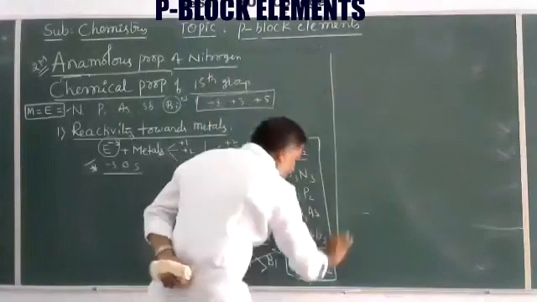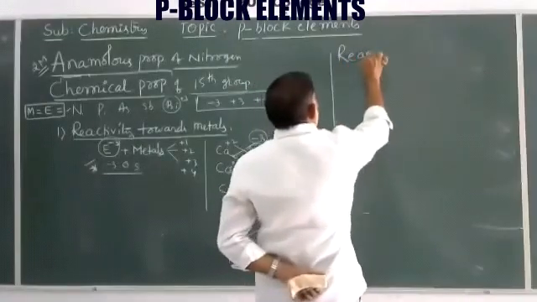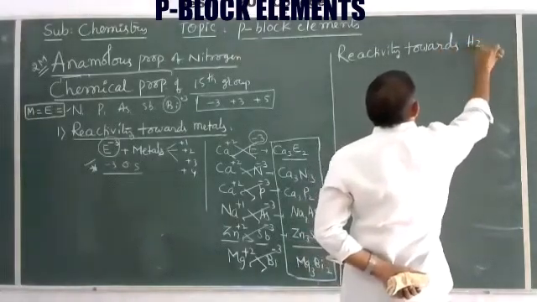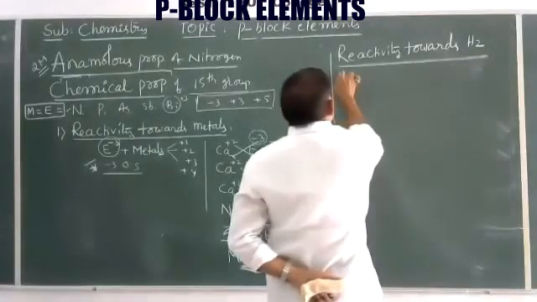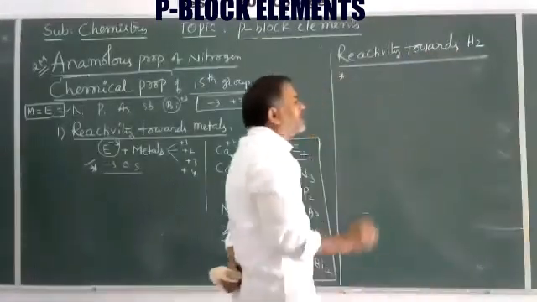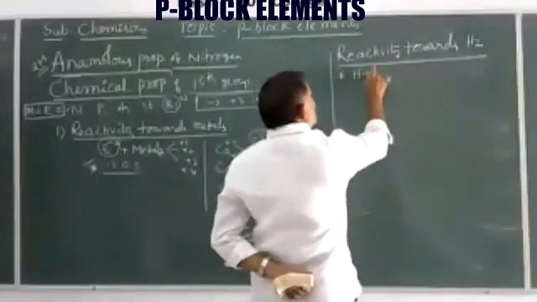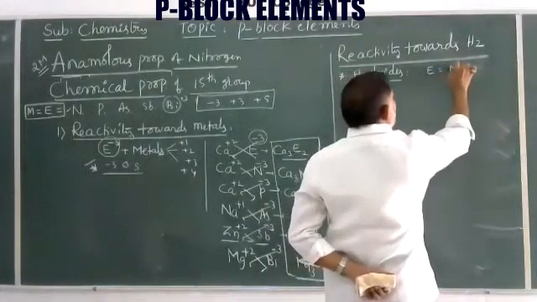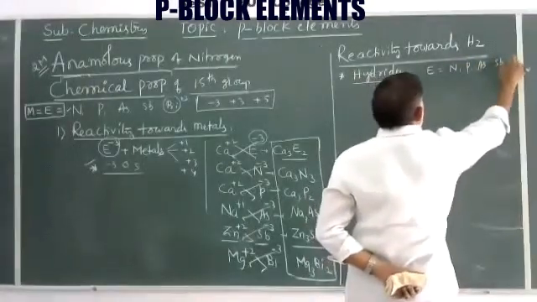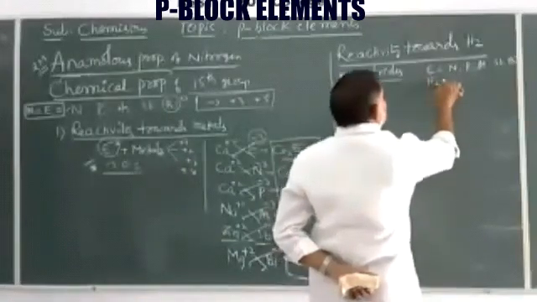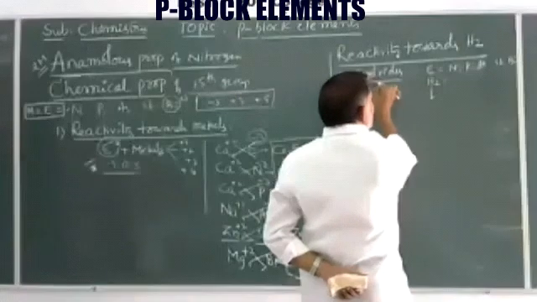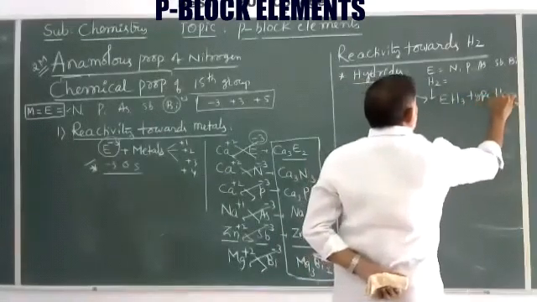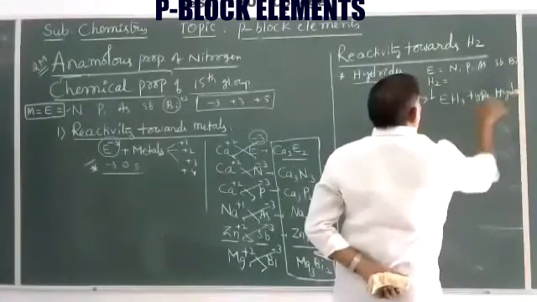Then the next very, very important concept, the second one, is reactivity towards hydrogen, towards dihydrogen H2. Generally, industrially, to prepare the respective 15th group hydrides, the elements, we know, are nitrogen, phosphorus, arsenic, antimony and bismuth. They react with hydrogen and form the corresponding hydrides. It forms EH3 type hydrides. So the EH3 type hydrides are formed.